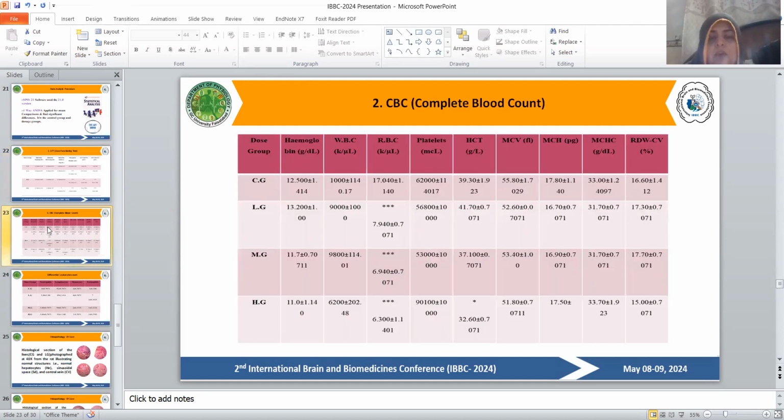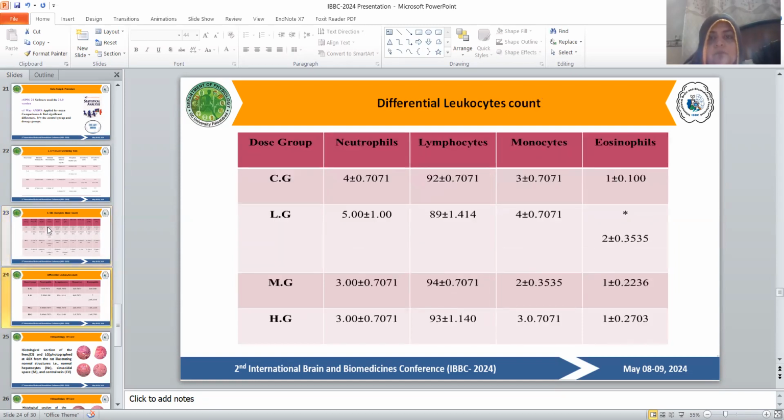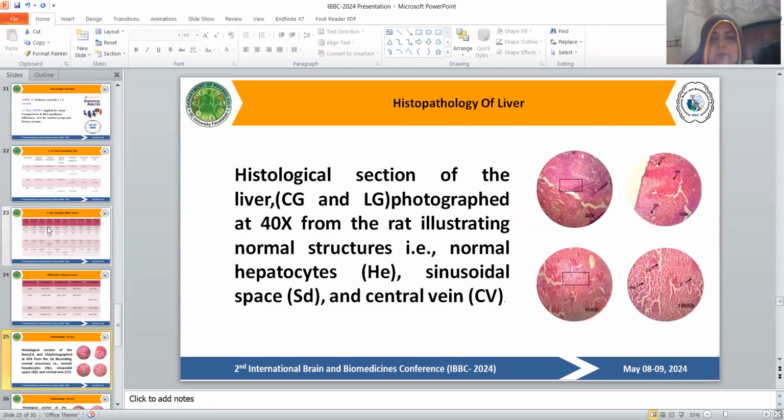In CBC, only RBCs were significantly different from the control group in the low dose group and the higher and medium dose groups, while all other parameters, hemoglobin, WBCs, platelets, HCT, MCV, MCHC, and RDW, were not significantly different from the control group. For leukocyte counts, only in eosinophils was the low dose group significantly different from the control group. Other parameters, neutrophils, lymphocytes, and monocytes, were not significantly different from the control group in all other dose groups.